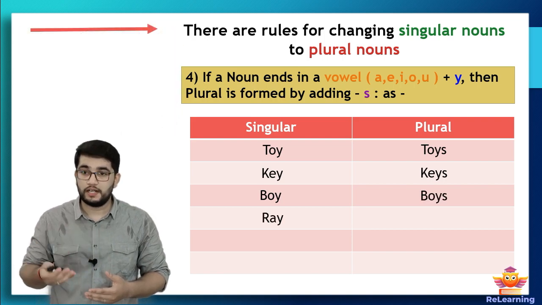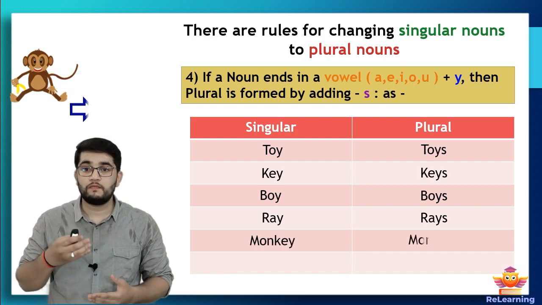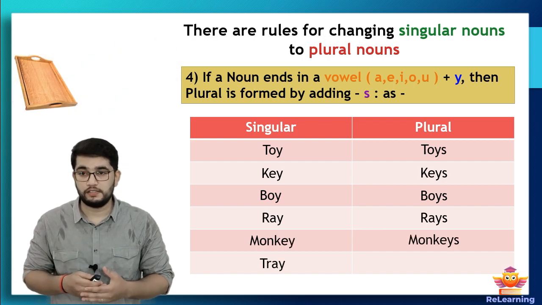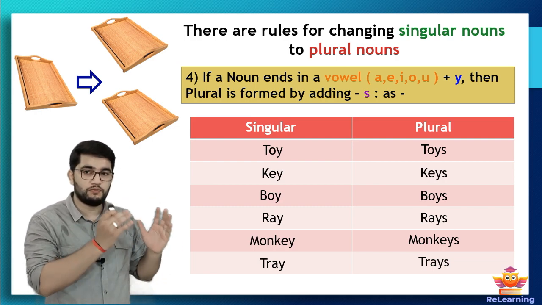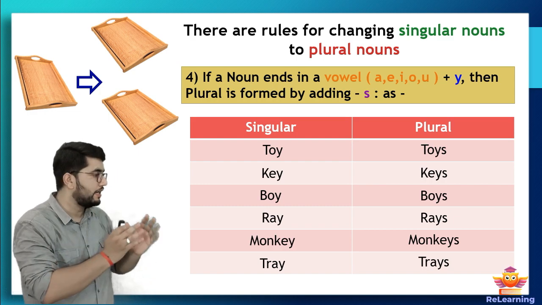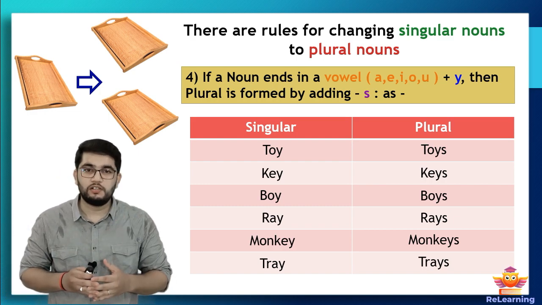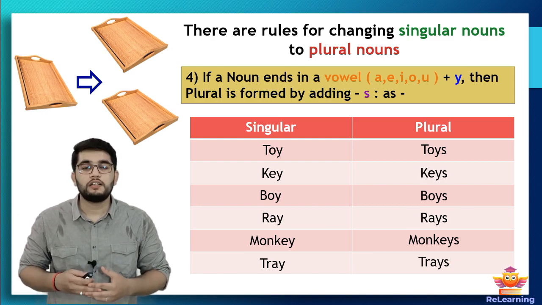Ray becomes rays, monkey becomes monkeys, tray becomes trays. In this way you can see that if a noun is ending with a vowel plus y, what we have to do is just add s at the end. So the singular nouns are converted into plural nouns. Okay, getting it? Let's see the next one.